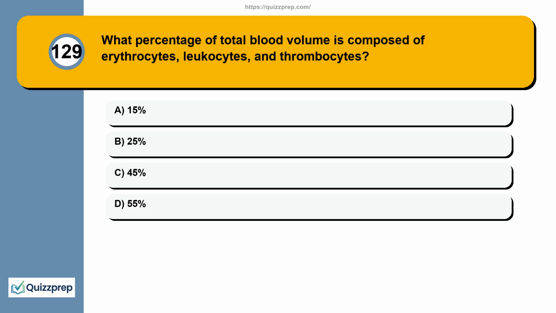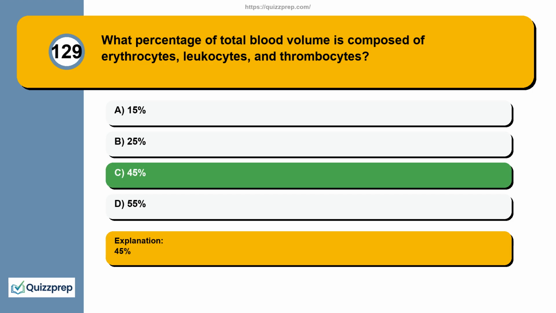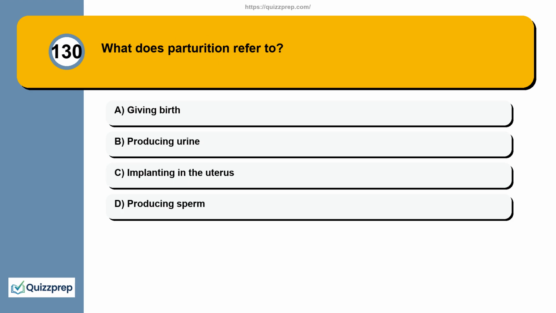Question 129. What percentage of total blood volume is composed of erythrocytes, leukocytes, and thrombocytes? Option A. 15%. Option B. 25%. Option C. 45%. Option D. 55%. The correct answer is option C. 45%.